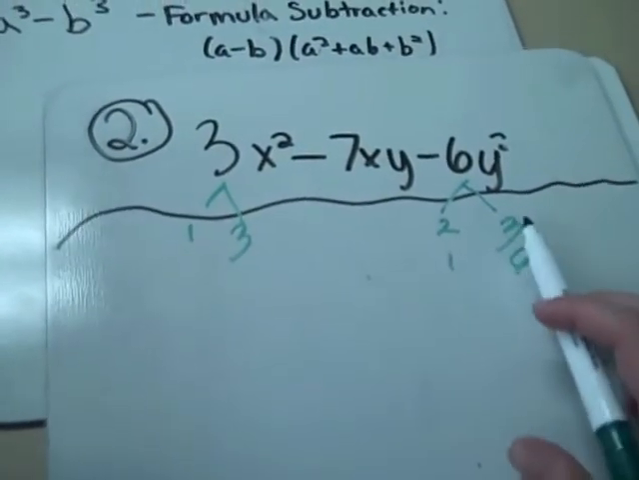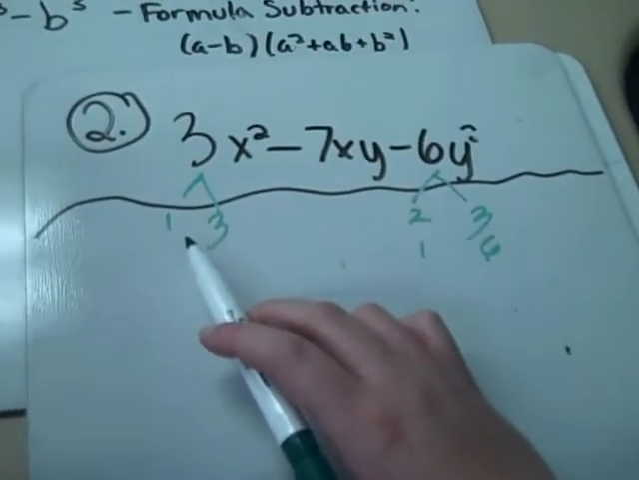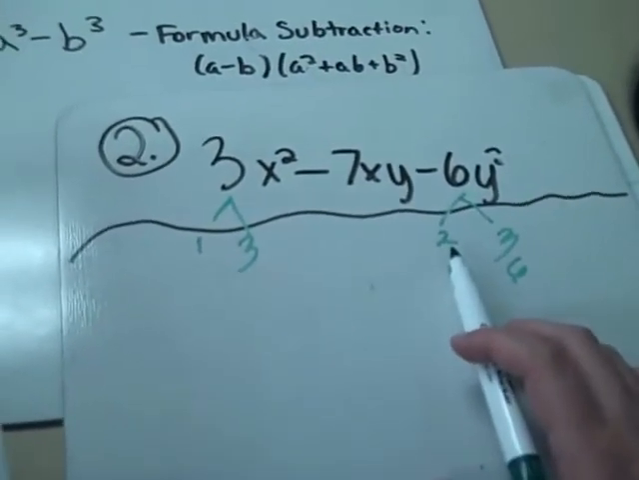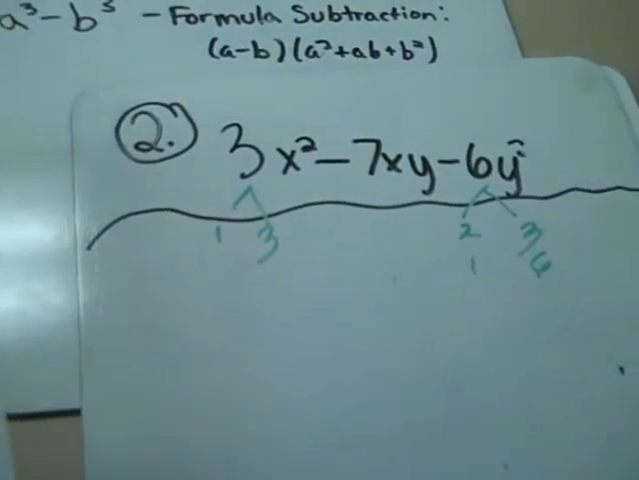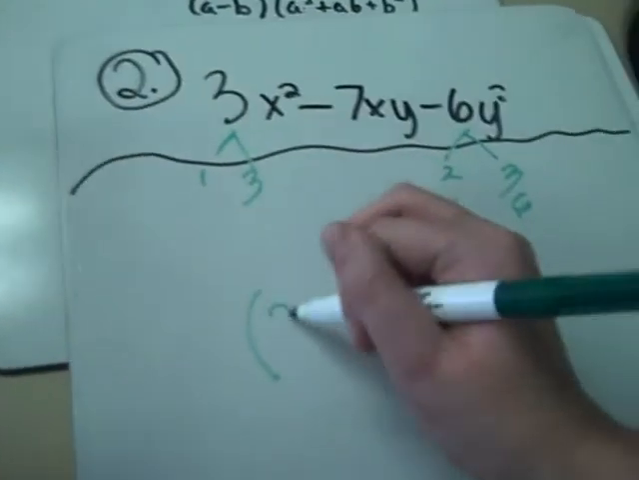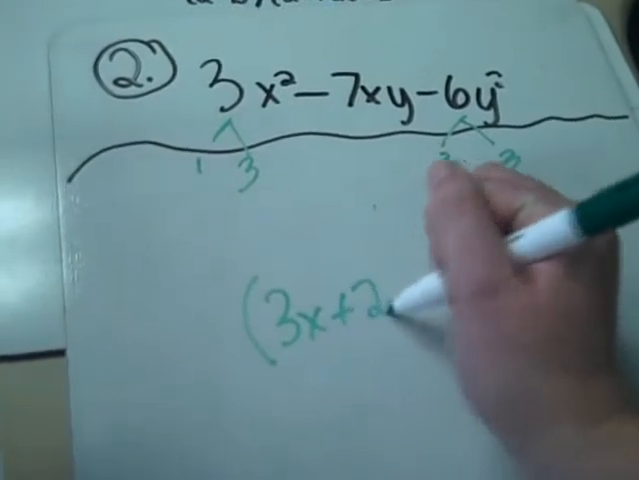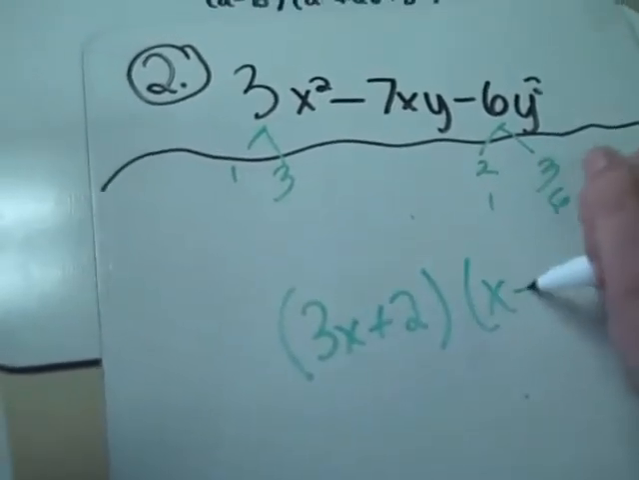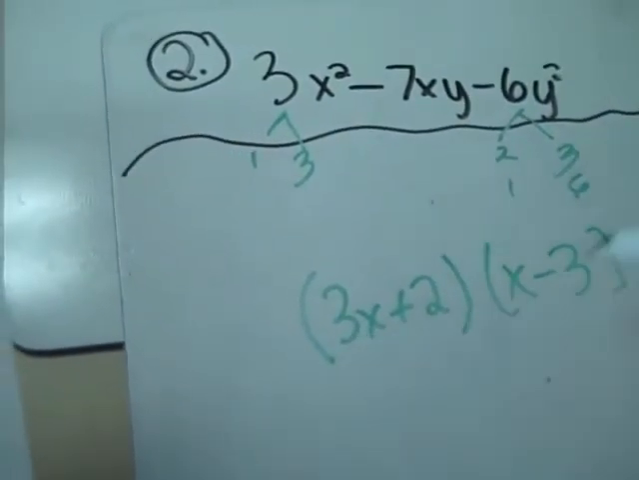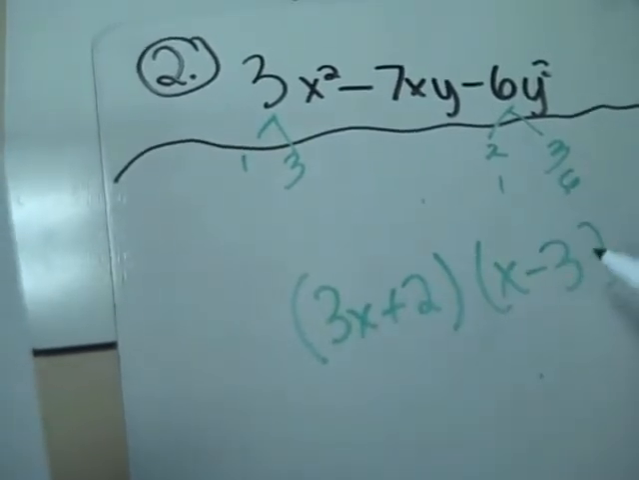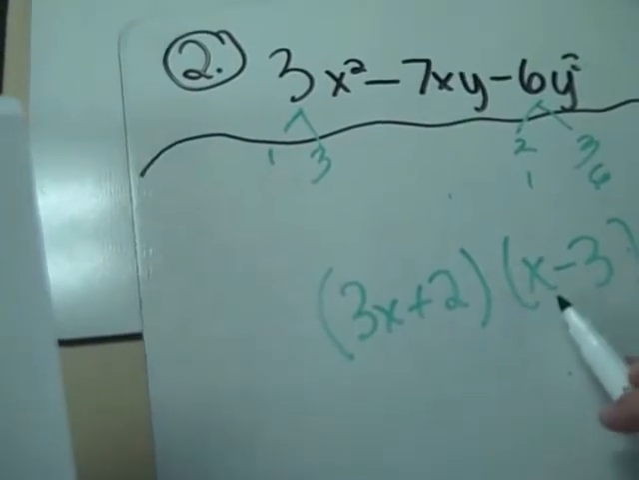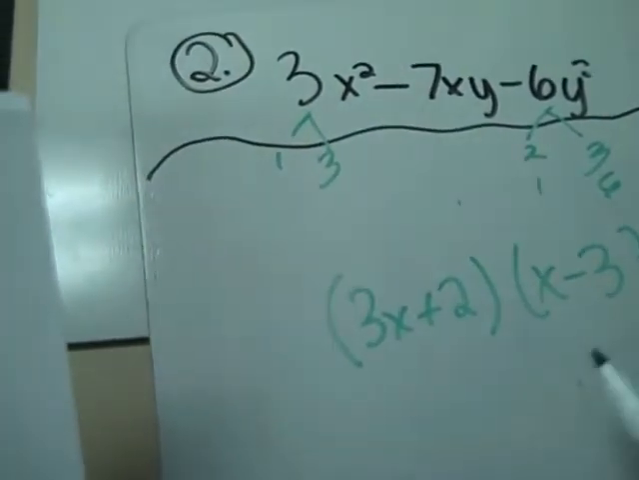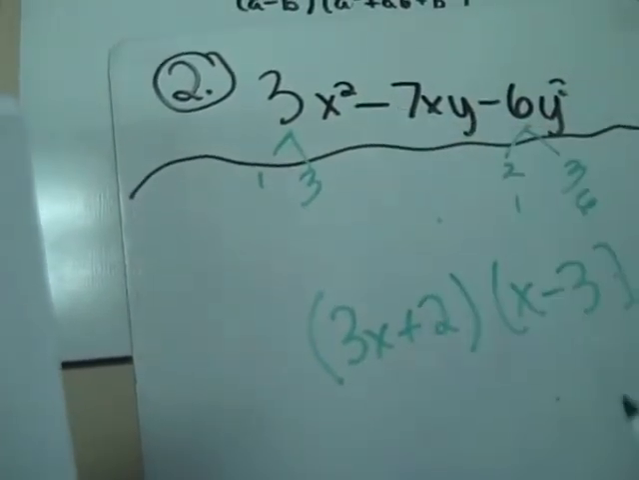3 times 3 equals 9, and 1 times 2 equals 2, and 2 minus 9 equals negative 7. So your final factored answer would be 3x plus 2 times x minus 3. And you can see that 3 times 3 is negative 9, and 2 times 1 is 2, so negative 9 plus 2 is negative 7.